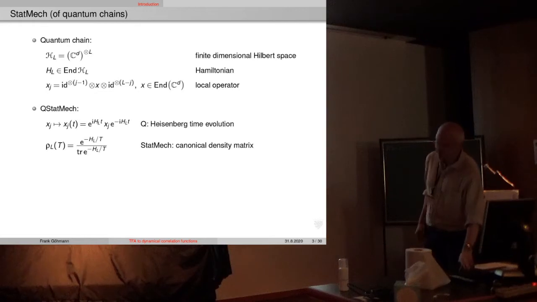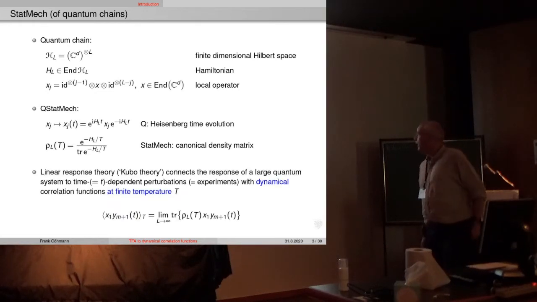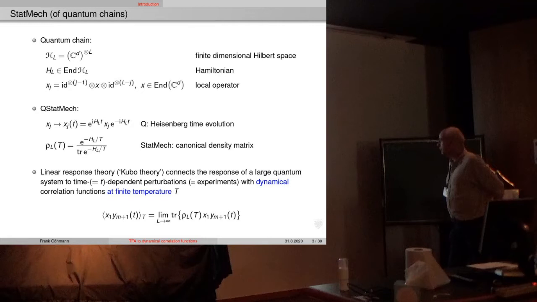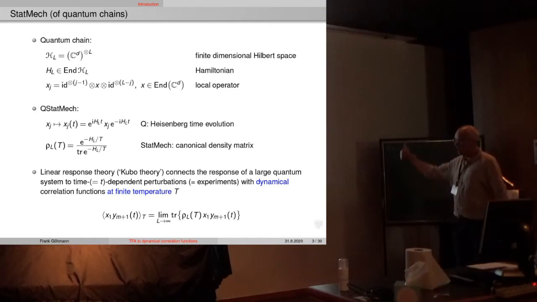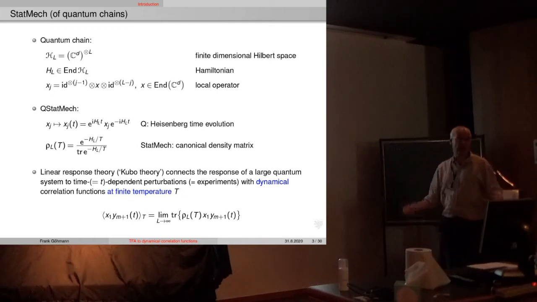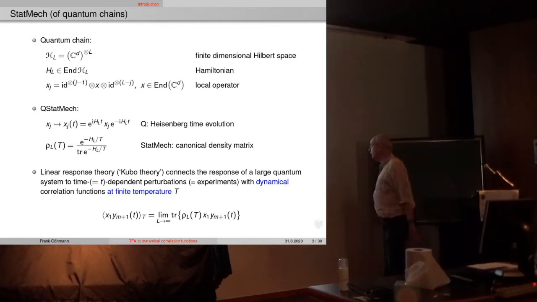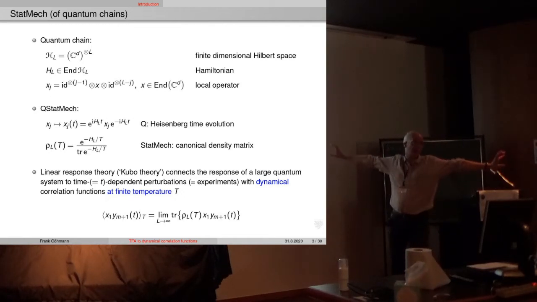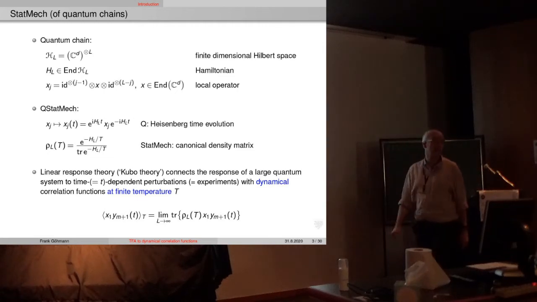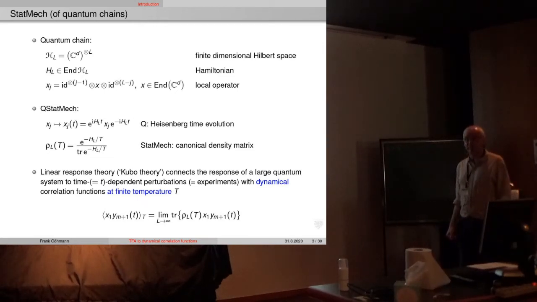So if you have a density matrix, in my case the canonical one, and time evolution, then you can define objects like two-point functions. Take operator x acting at site 1 and operator y at site m plus 1, so m is the distance between the sites. You evolve the operator at site m plus 1 in time, and take the canonical average, and then you want to do this in the thermodynamic limit where the system size goes to infinity. The latter is important because it simplifies things.